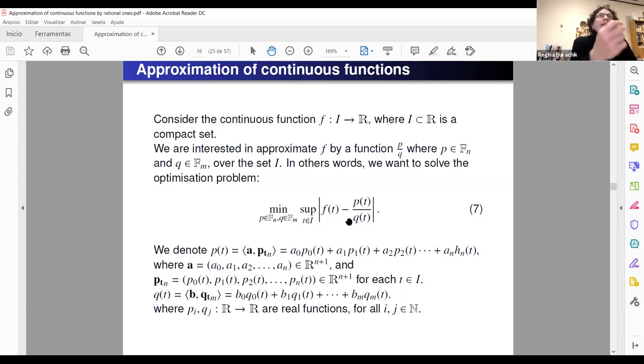Yes, but I just wanted to say, if you have two continuous functions defined in a compact set, you can define the distance between those two functions. The infinity distance between those two functions is the supremum. Yes, it's this one. Okay, I understand your point.